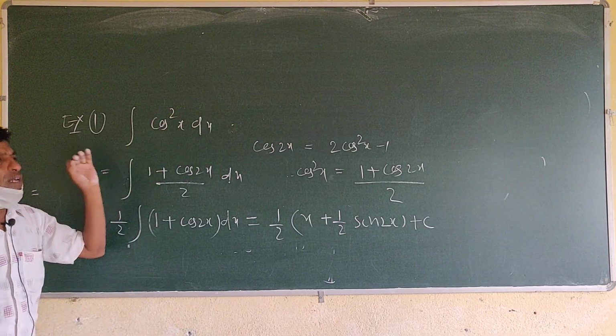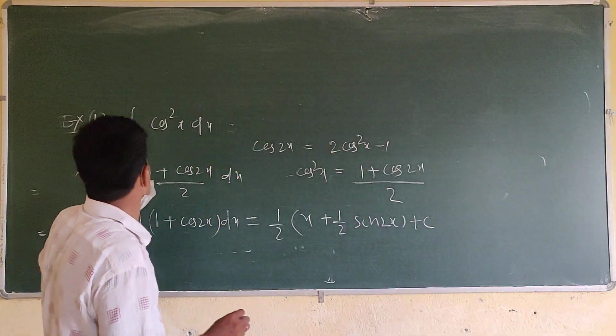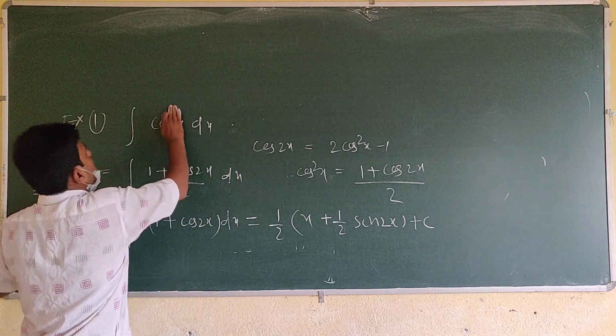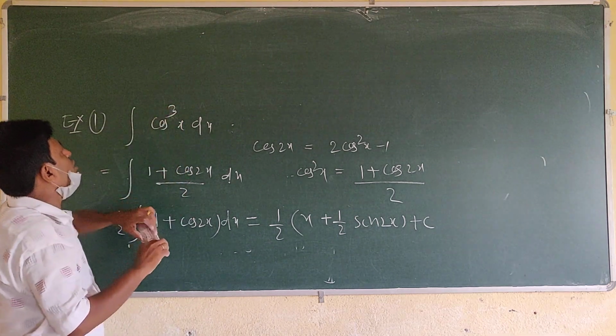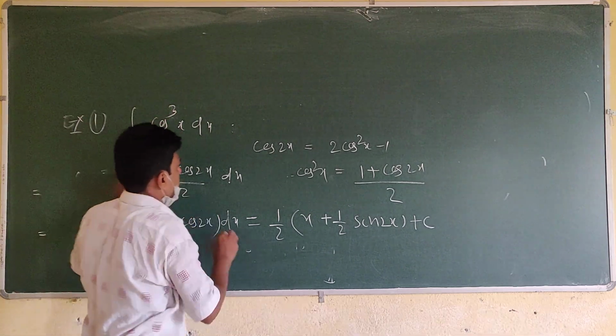For even powers, you can use the formula. If it is an odd power, now I am discussing the odd power. Look how I have done this problem for an odd power. For example, I am changing the power to 3 instead of 2 because the power is odd. It is very easy to solve. How?